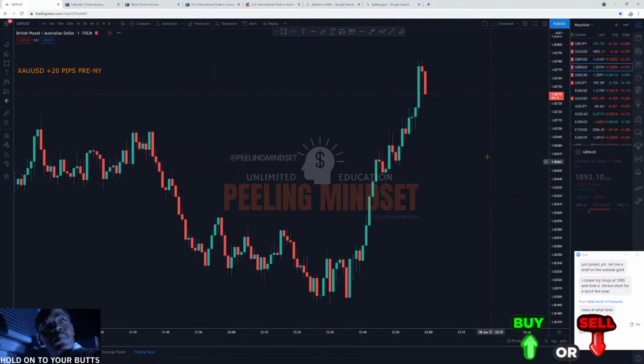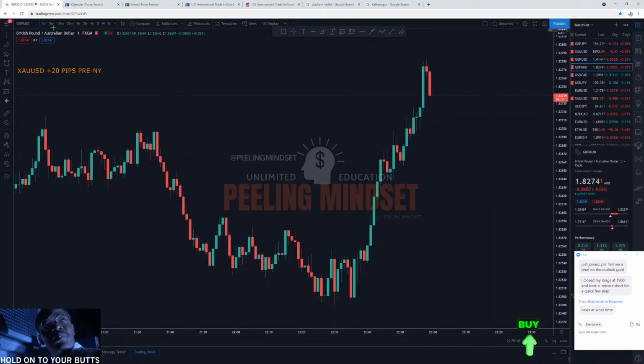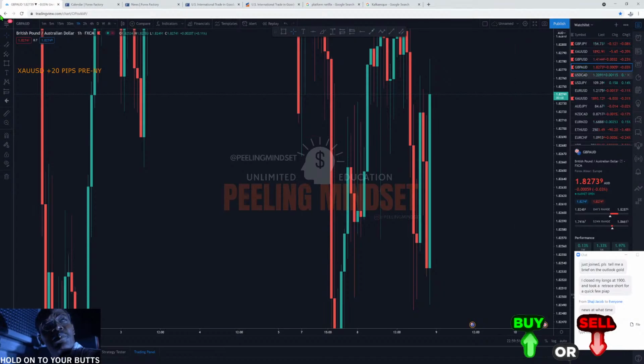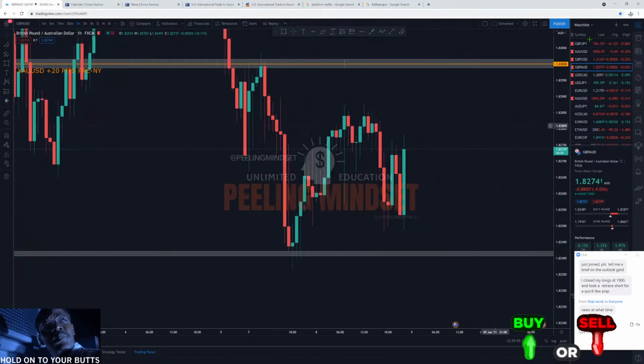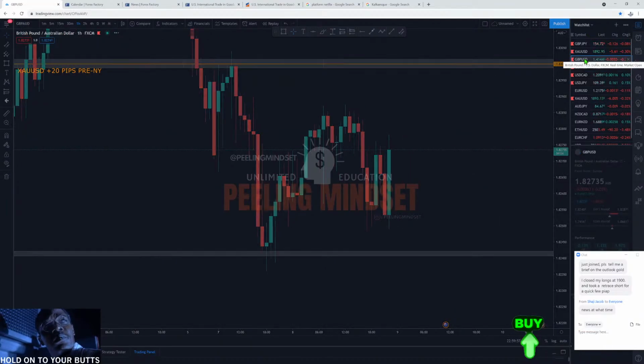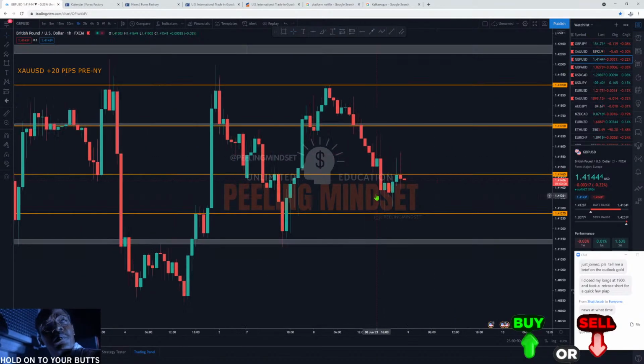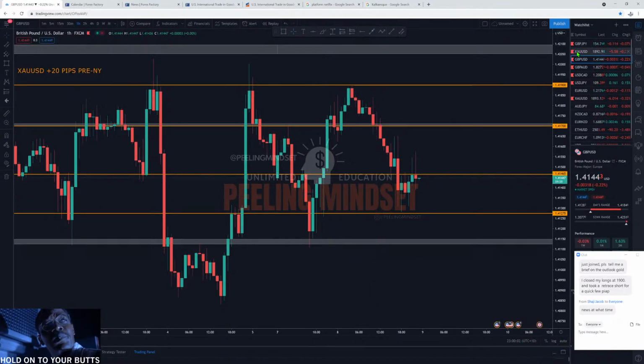And pound AUD is dropping pretty hard at this stage. Pound AUD on the 1 minute. Okay, that was the 1 minute, so that's nothing. Let's look at pound USD. Pound USD is just ranging side by side.